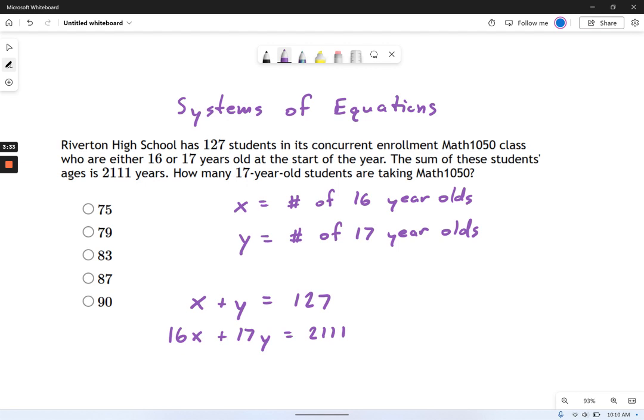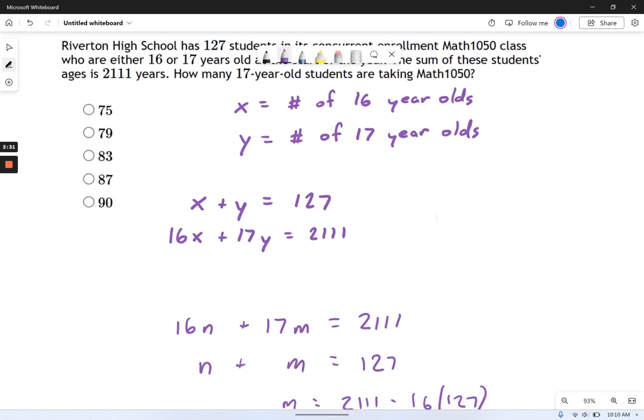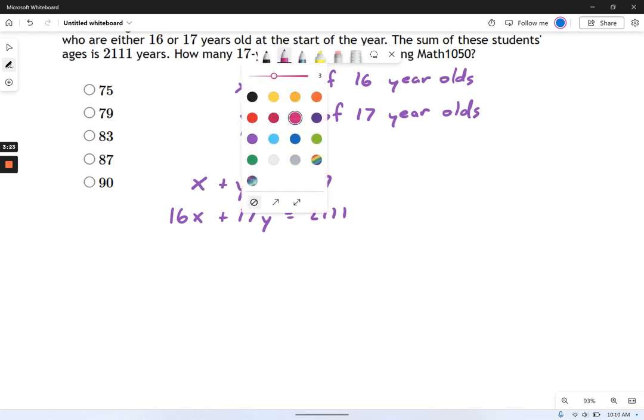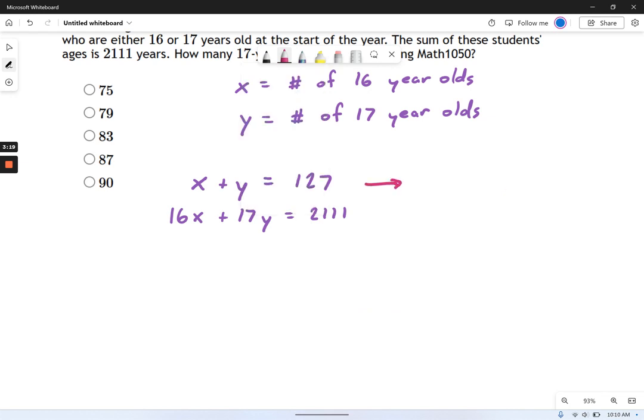So what I'm going to do here, let me erase my scratch work from earlier. I'm going to show you how we go about doing that. And I'm going to do something called substitution. Okay? I'm going to take this equation and I'm going to rewrite it. I'm going to say X equals 127 minus Y. Okay? And now I'm going to plug that back in here. This is why it's called substitution, because you're substituting it back into the equation.